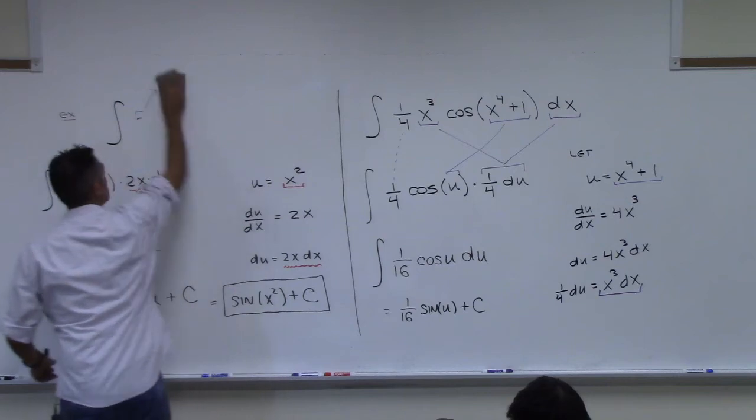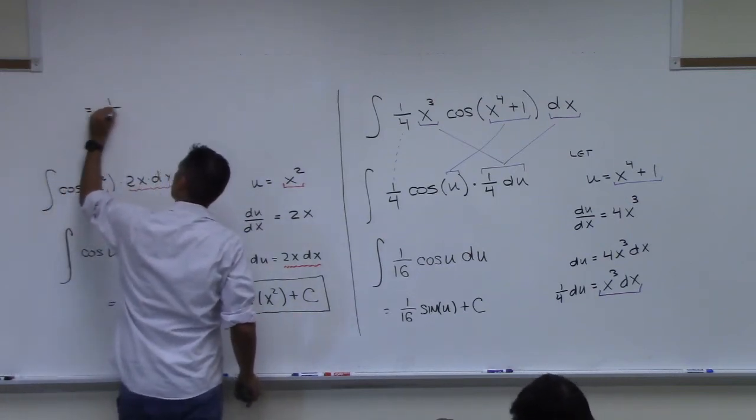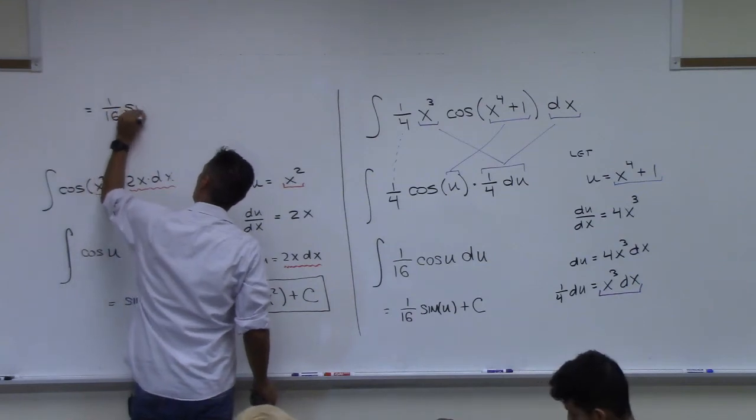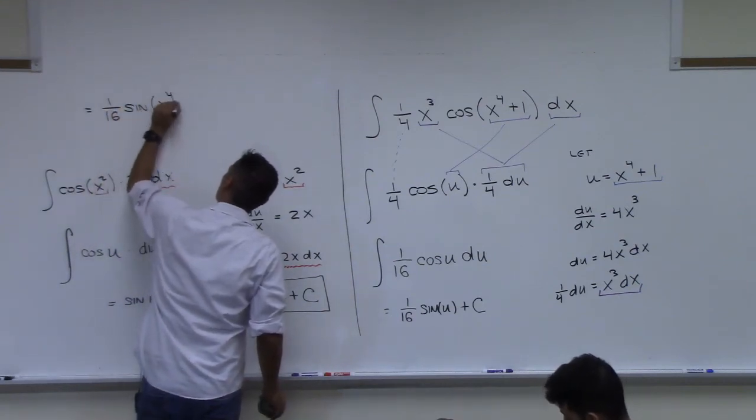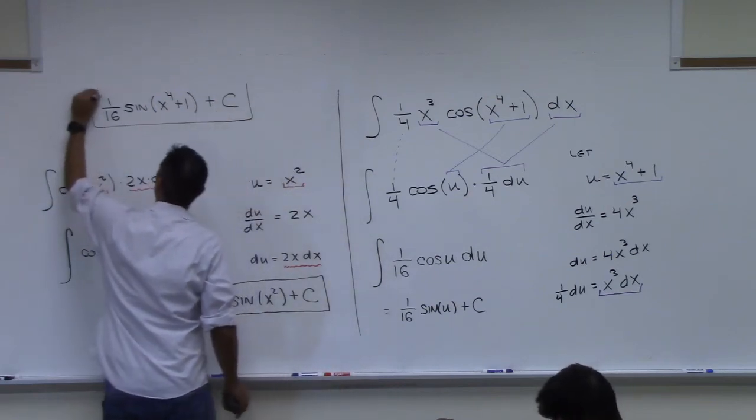X to the fourth plus 1. So that should be our final answer here. 1/16 sine of x to the fourth plus 1 plus c, box it up.